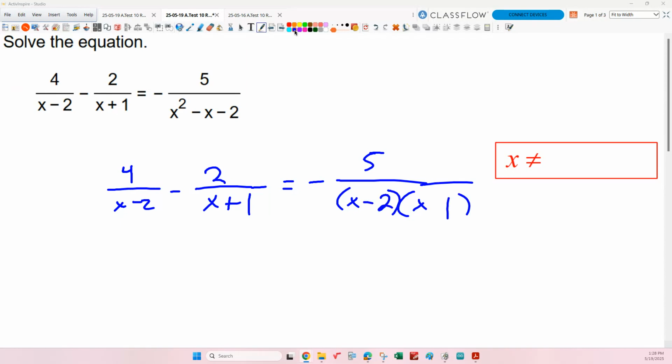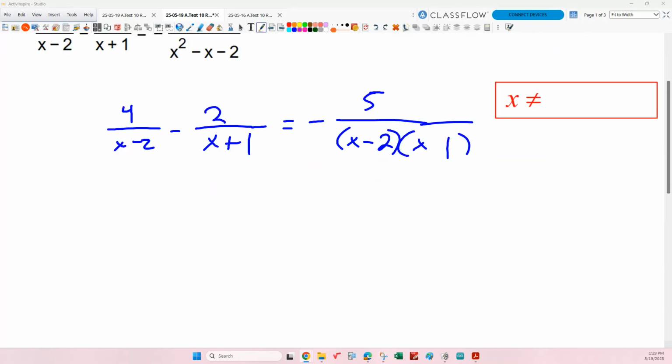Okay, so what's my LCD then? X minus 2, x plus 1. Everybody agree? And again, what's the LCD? The LCD is just the product of all the different factors that show up in denominators. That's it. Well, what do we have? We just have x minus 2s and x plus 1s. So that's my LCD. Now, what do we do with that? What are we doing with that? Okay, we just want to clear fractions, right?